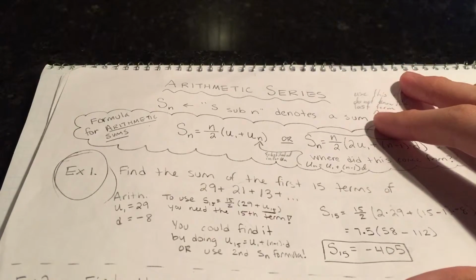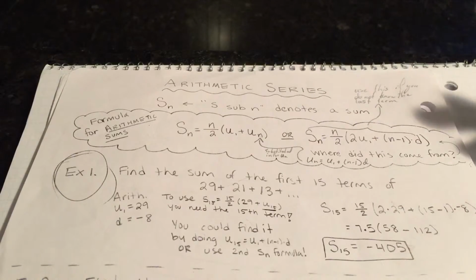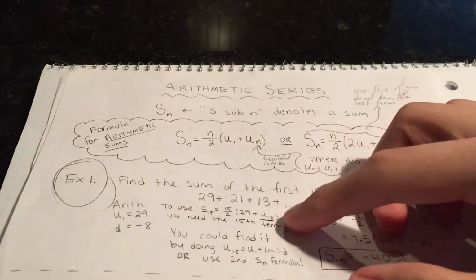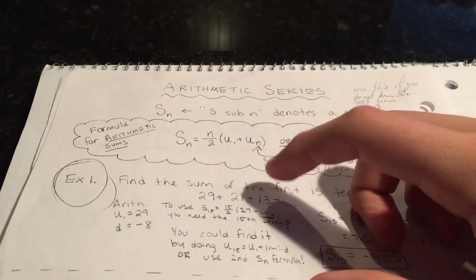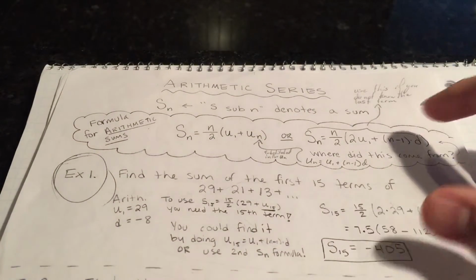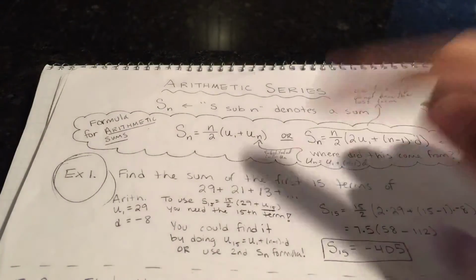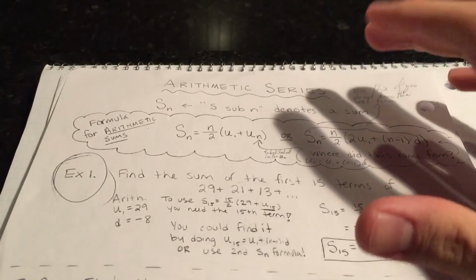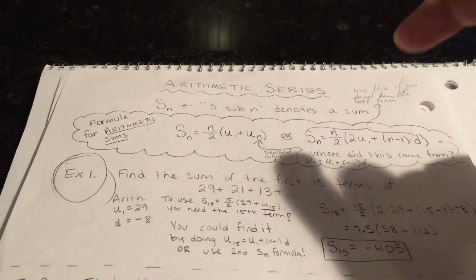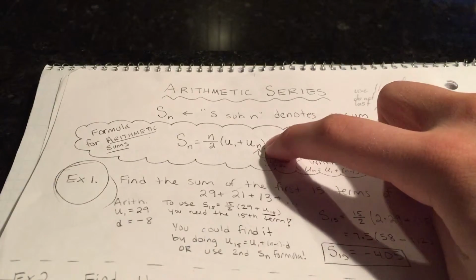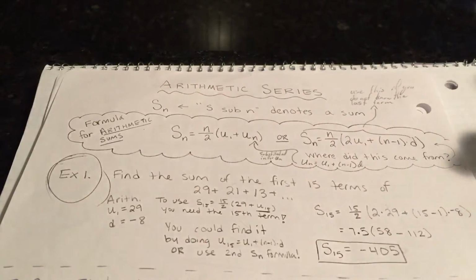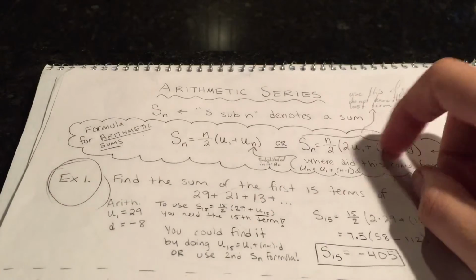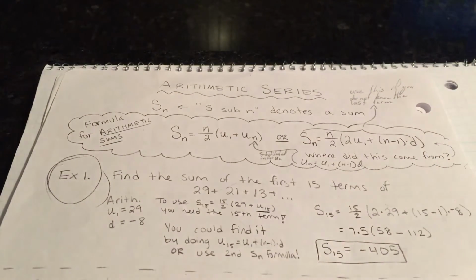From there, we need to find the 15th term, but as we find out, we can't really use this formula because we don't know what u15 is. So we're going to have to use a different formula. Whenever you're doing these problems, you use the first one if you know the 15th term, or whatever term it is in the problem, or this other formula if you don't know that term.